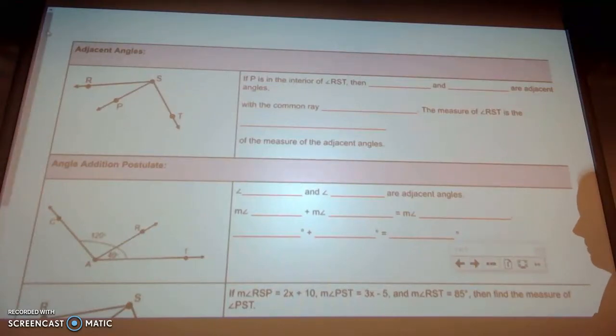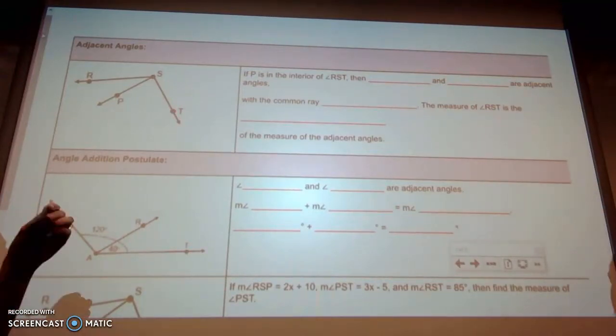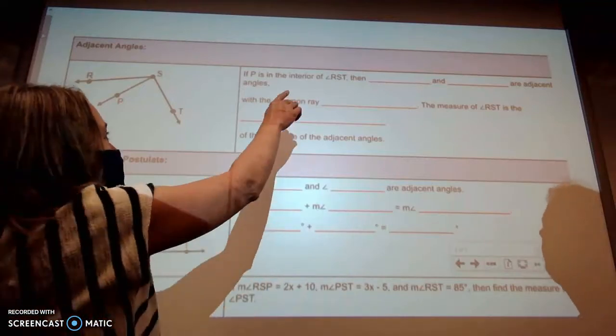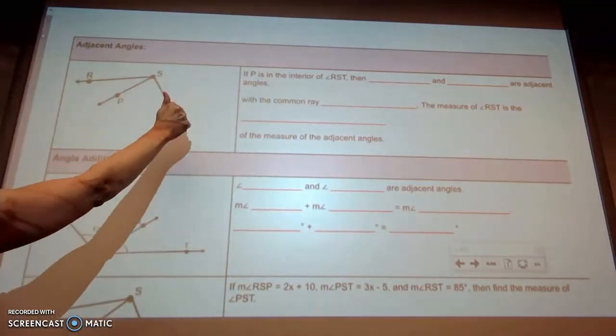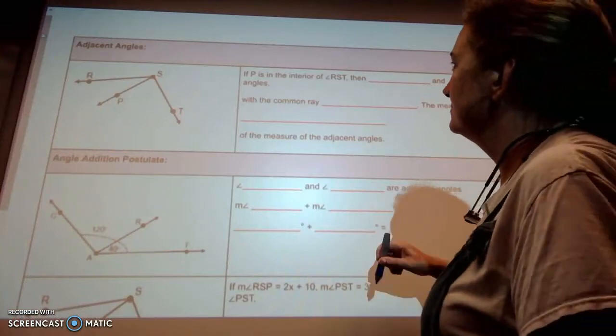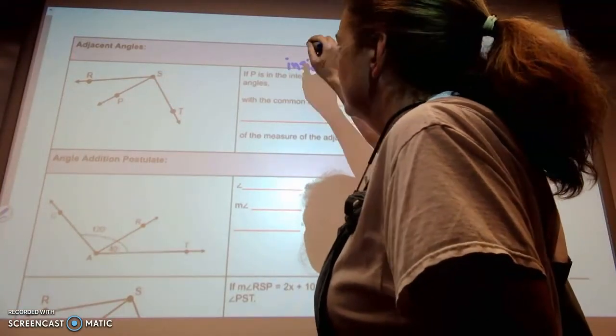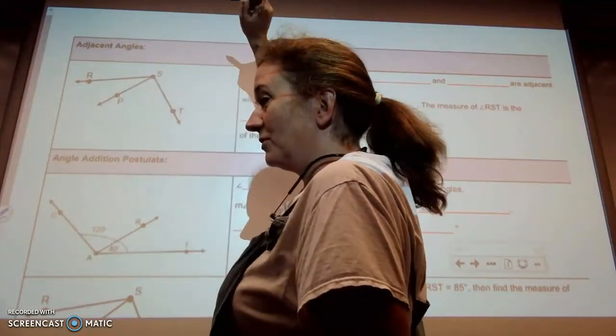Okay. Now we have adjacent angles. If P is in the interior of angle RST, so interior, inside, then blank and blank are adjacent angles. Adjacent sounds like a very big and fancy word, but what does it really mean?